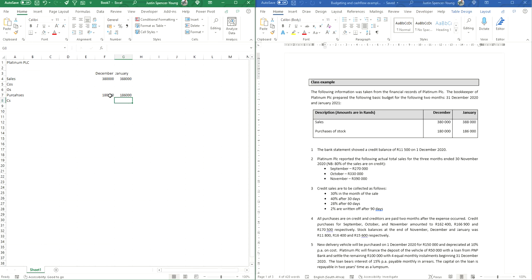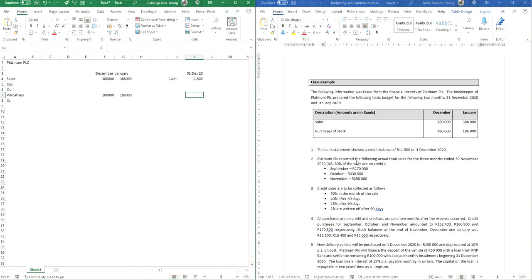The bank statement showed a credit balance of 11,500 on the 1st of December 2020. I'm going to make a note here: cash, 11,500, and this date here is 1 December 2020. I don't know how and where I'm going to use that, but for now, let me just plonk it in there, and I can move it when I need it.